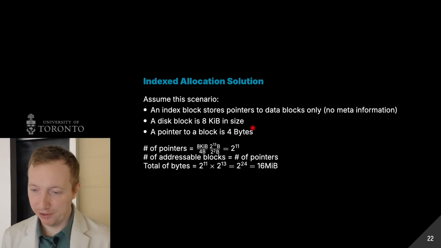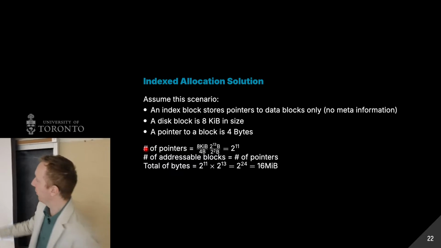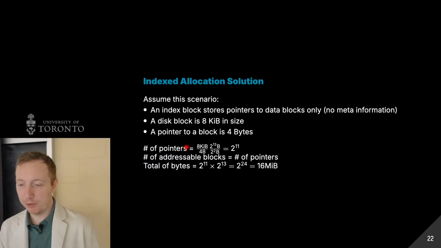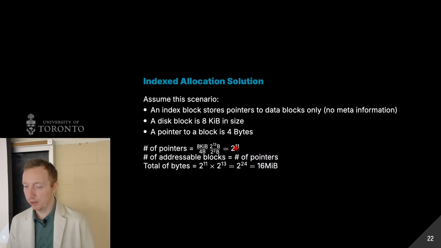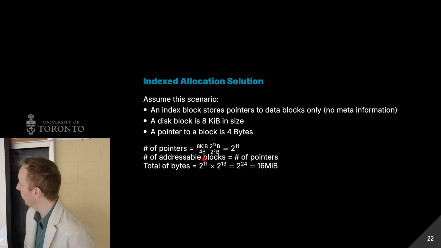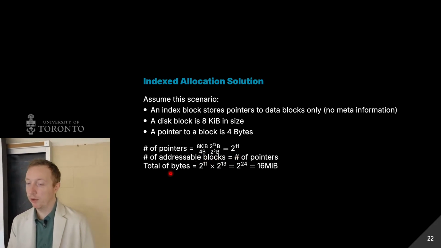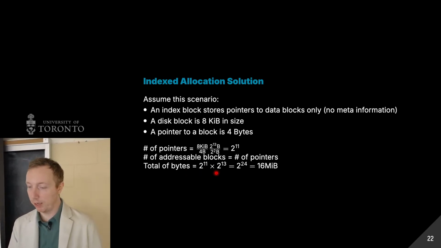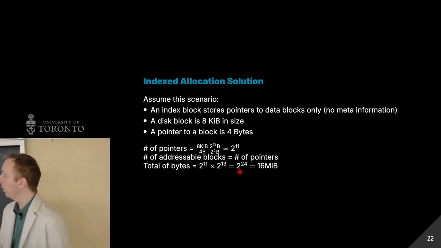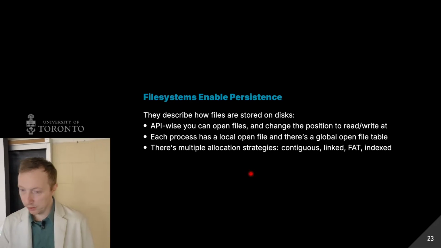Probably not. So here is all of that, just so you have it on the slide. The number of pointers we can fit on a single index block is the size of the block divided by the size of a pointer, which is 2 to the 11. The number of addressable blocks we can use for a single file is the same as the number of pointers. And the total bytes we can use for storing the content of the file is the number of pointers times the size of the block, which is, again, 2 to the 24, or 16 megabytes, which kind of sucks.